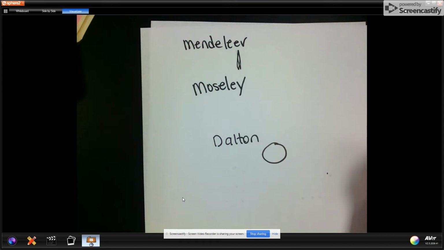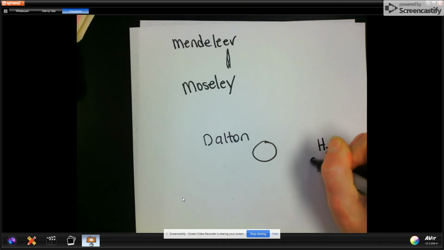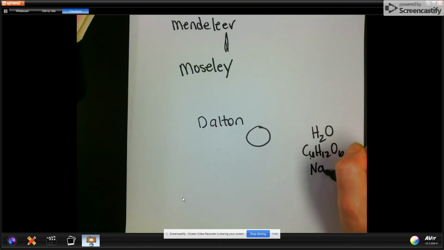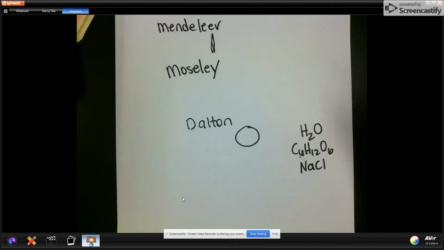He thought elements combine in whole number ratios to make compounds like H2O, C6H12O6, like NaCl. There's no 0.5s down here. There's no decimals. It is whole number ratios. So that's true today. And he believed that elements get rearranged during chemical reactions, which is true. We just haven't gotten to that yet.